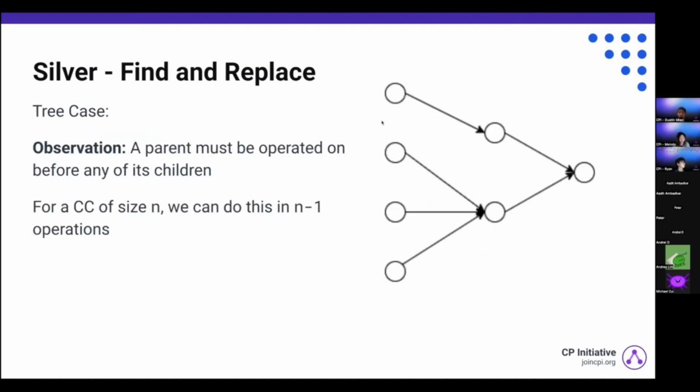So the first case is if the component forms a tree. In this case, we have some letter here that wants to go to some letter here, some letter here that wants to go to some letter here, and then this letter isn't present in T.